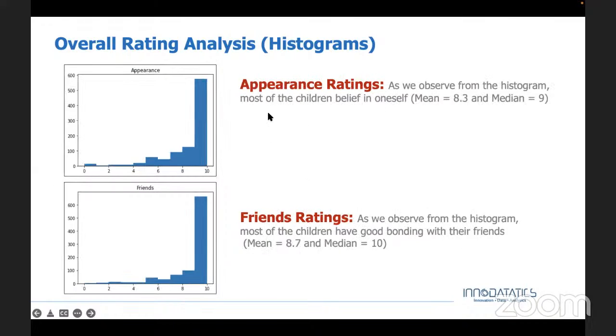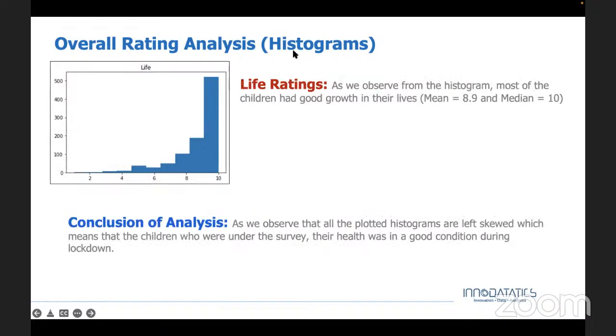Appearance rating: most of the children believe in oneself, meaning being individual. As we observe from the histogram, most of the children have good bonding with their friends. Life rating: most of the children had good growth in their lives. But all these histograms, if you see, are left skewed, which means that the children who were under the survey, their health was in good condition during lockdown.